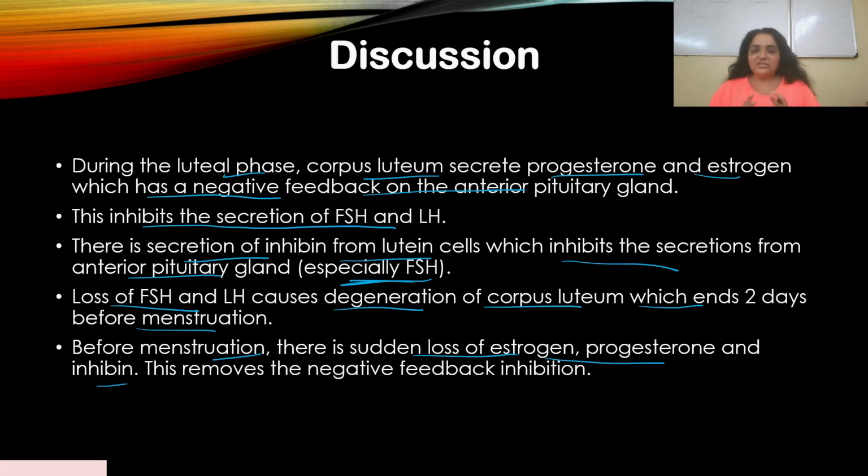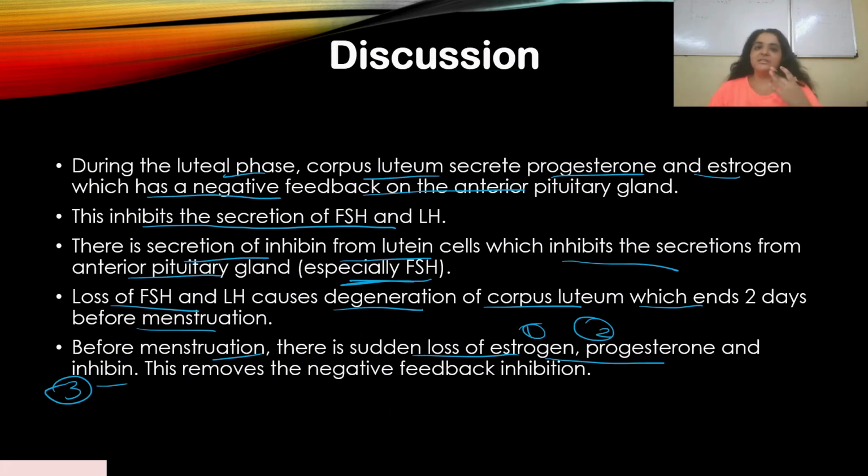So when this degeneration happens, what happens? There will be a sudden stoppage of secretion of these hormones, estrogen, progesterone, inhibin, right? Now that removes the negative feedback inhibition. Now when there is sudden loss of estrogen, progesterone, and inhibin, menstruation begins. Now when these hormones are absent, again the positive feedback loop will start, right? Again LH and FSH will start secreting, and so at that time ovarian follicle development begins again.